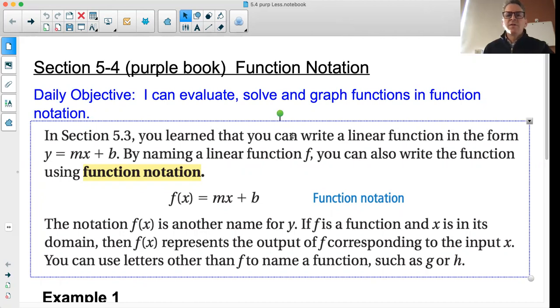Function notation is a fairly simple concept, and you want to really open your mind to making it simple for yourself. Okay, so let's just start with our daily objective: I can evaluate, solve, and graph functions in function notation.